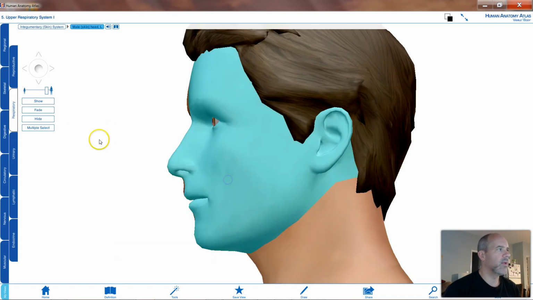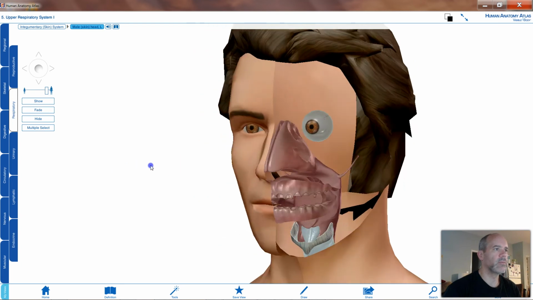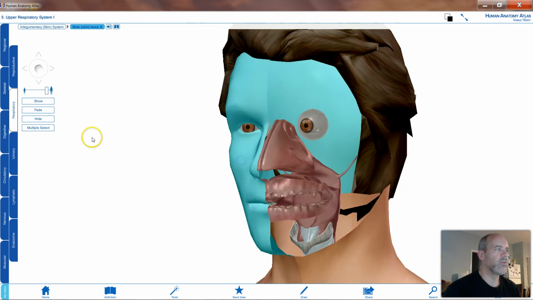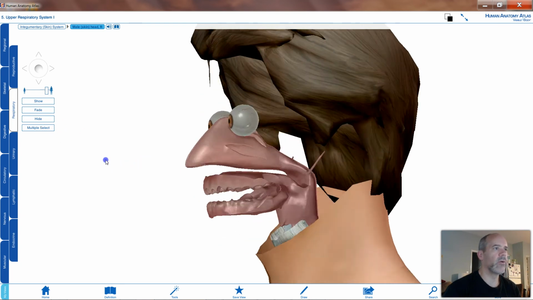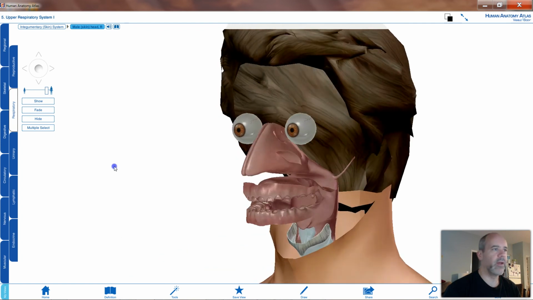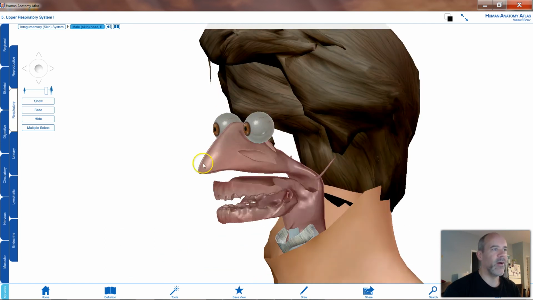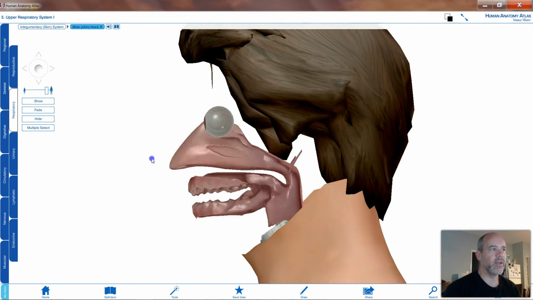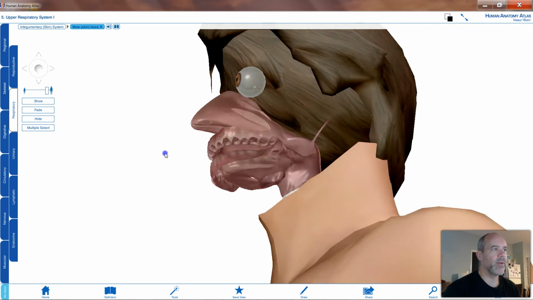Oops, I didn't mean to do that. Okay, here we go. Let me hide this part of his face over here as well. Oh, that looks kind of cool. We left his hair in there. All right, so this is supposed to represent your nasal cavity. So it goes pretty far back in there, pretty deep.